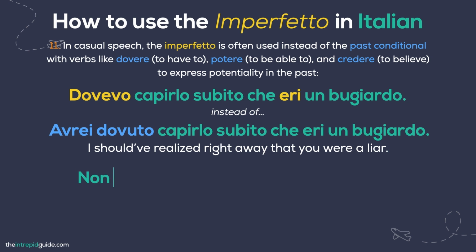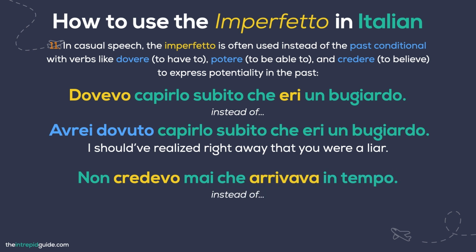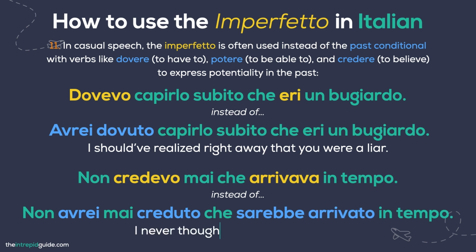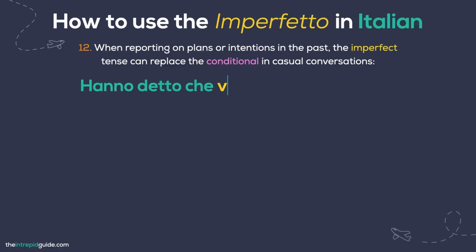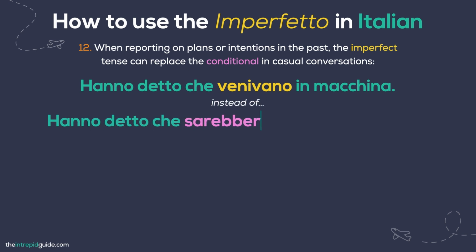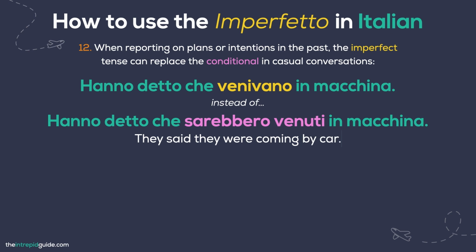And you could say, Non credevo mai che arrivava in tempo, instead of saying, Non avrei mai creduto che sarebbe arrivato in tempo. I never thought he'd arrive on time. Finally, when reporting on plans or intentions in the past, the imperfect tense can replace the conditional in casual conversations. For example, you can say, Hanno detto che venivano in macchina, instead of saying, Hanno detto che sarebbero venuti in macchina, meaning they said they were coming by car.